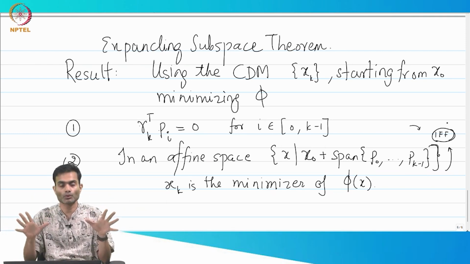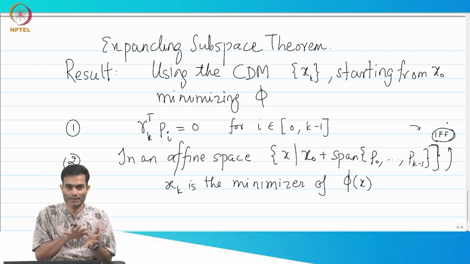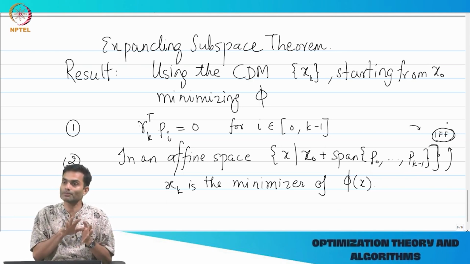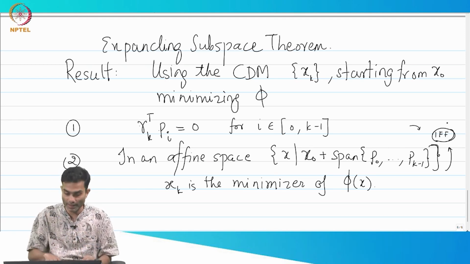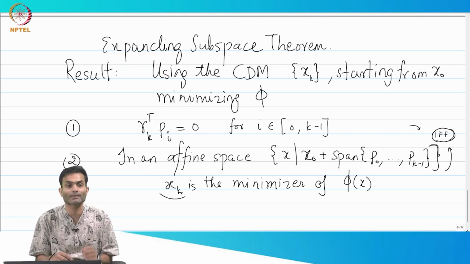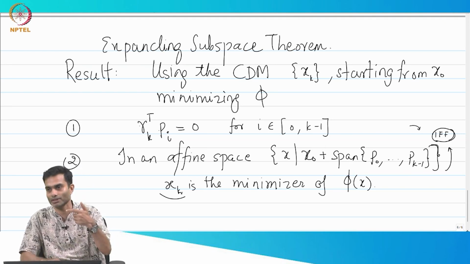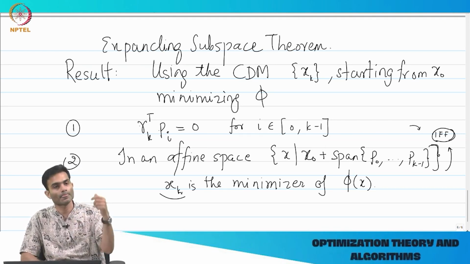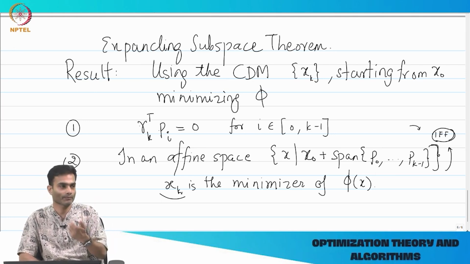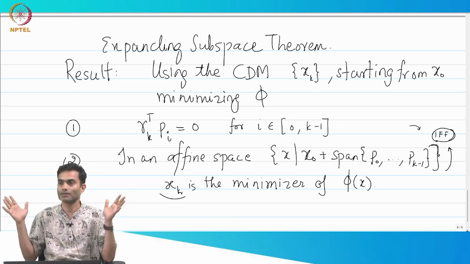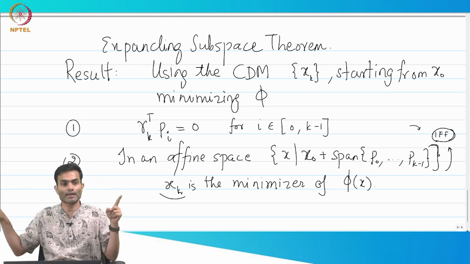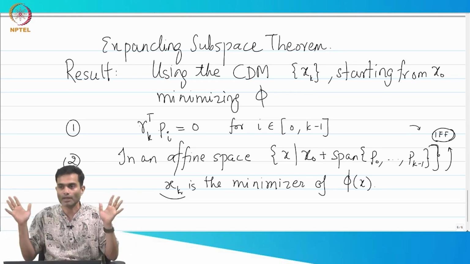Constraining x to live only in this smaller space, try to minimize the objective function. It is saying that x_k, the kth iterate of my conjugate direction method, is actually the minimizer of phi. I am interested in a global minimizer of phi. That means x1 to xn, all n coordinates, I want the best thing, right?